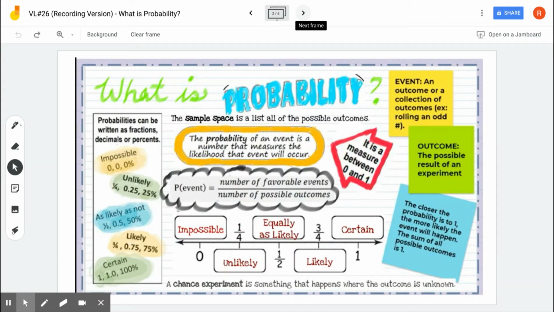What is probability? The good news is that some things you learned last lesson are directly related to probability. For example, the terms event and outcome, all those different words that we talked about last class, relate to probability.